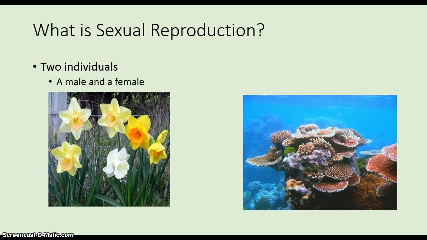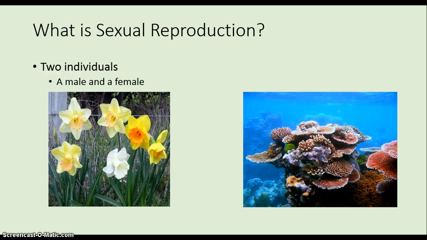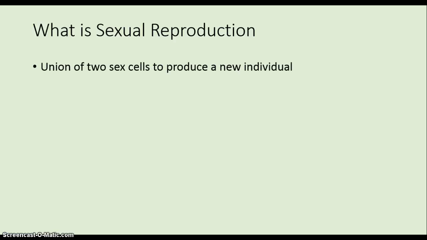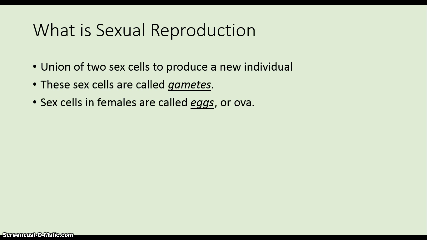Plants and coral also reproduce sexually, something we probably don't think of often. Sexual reproduction in plants and animals is the union of two sex cells to produce a new individual. These sex cells are called gametes. Gametes and sex cells will be used interchangeably throughout the video. Sex cells in females are called eggs, or ova, and sex cells in males are called sperm.